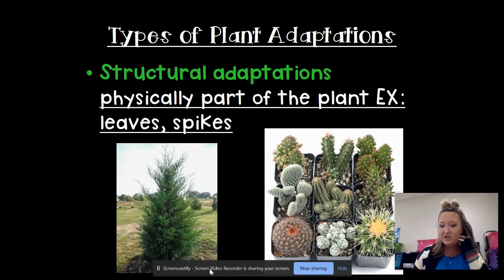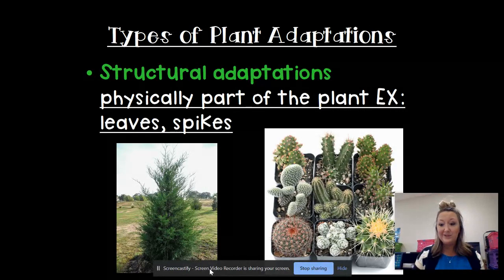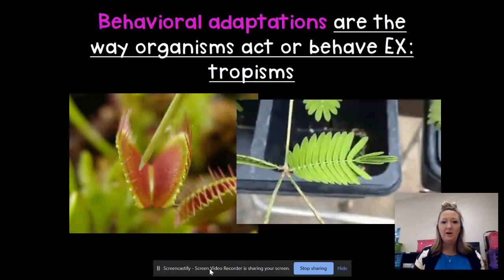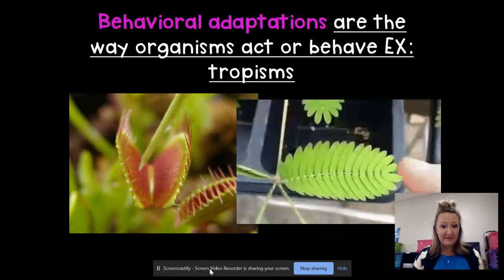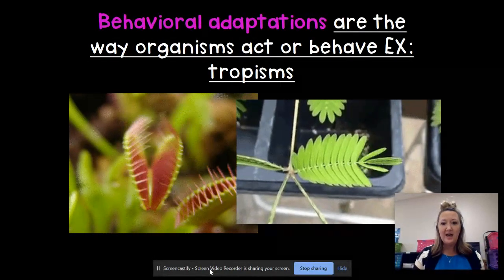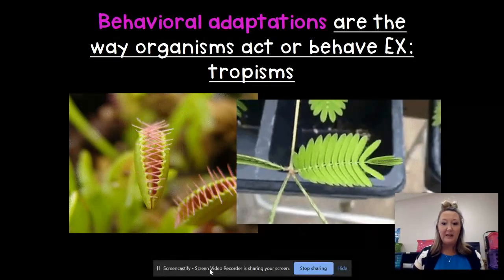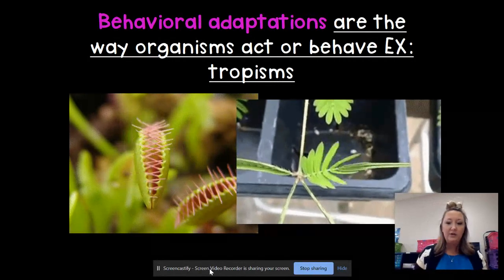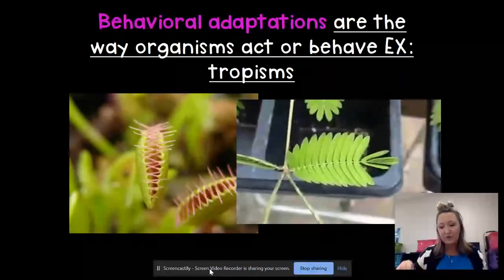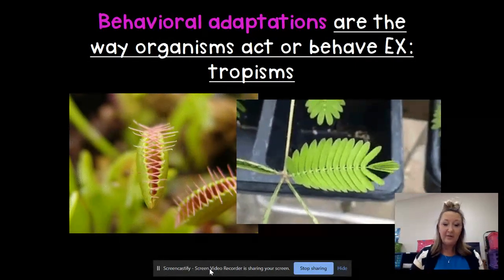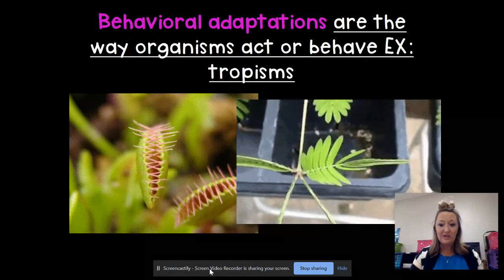Because remember, an adaptation is something that allows an organism to survive in its environment. And structural adaptations are a physical part of the plant, right? Part of the plant's body or structure. Behavioral adaptations are the way that organisms are going to act or behave. These can be tropisms, right? We talked a lot about tropisms before we got out for break in December. And tropisms, remember, like phototropism, they move towards the light. Gravitropism or geotropism means they grow towards gravity or towards the earth. And so those tropisms are how plants are able to behave or change what they're doing.